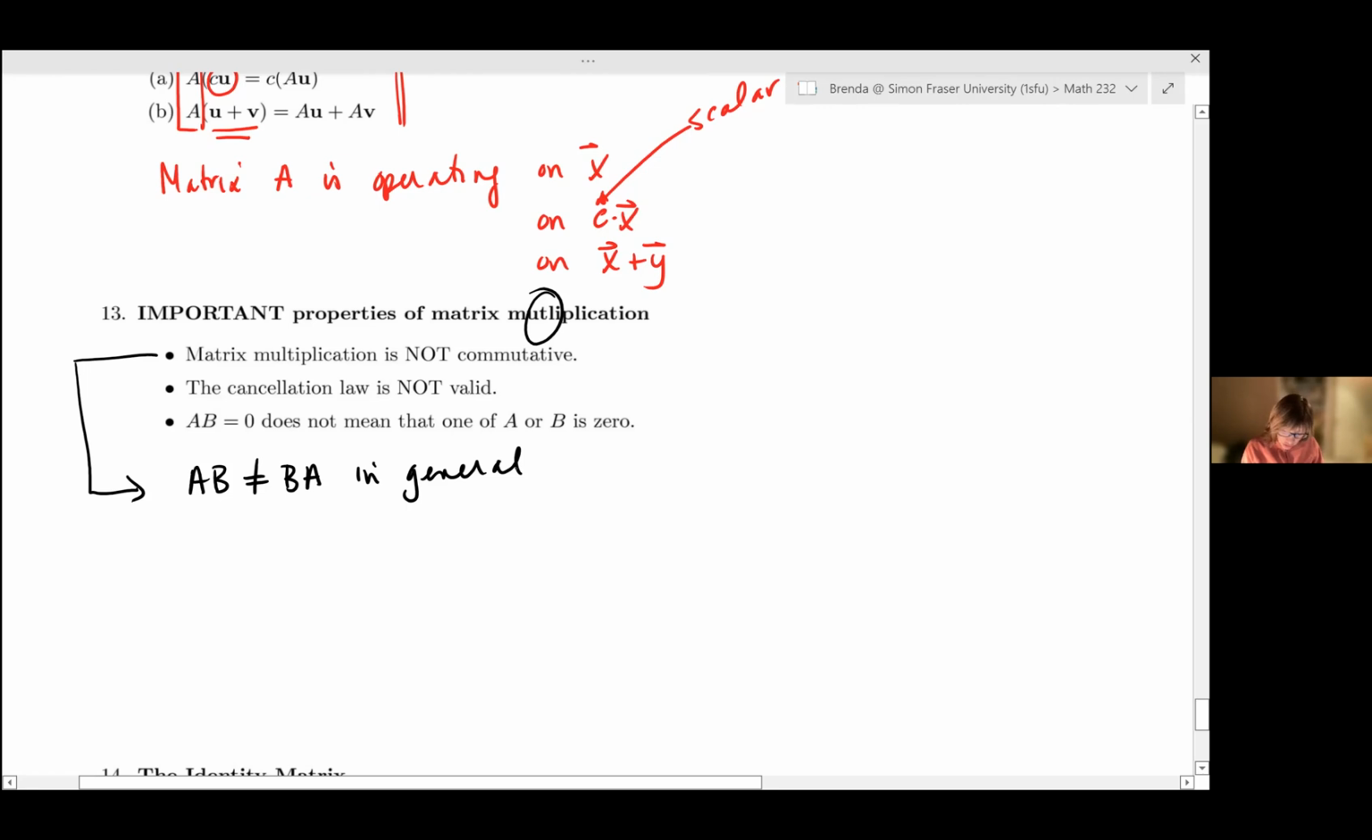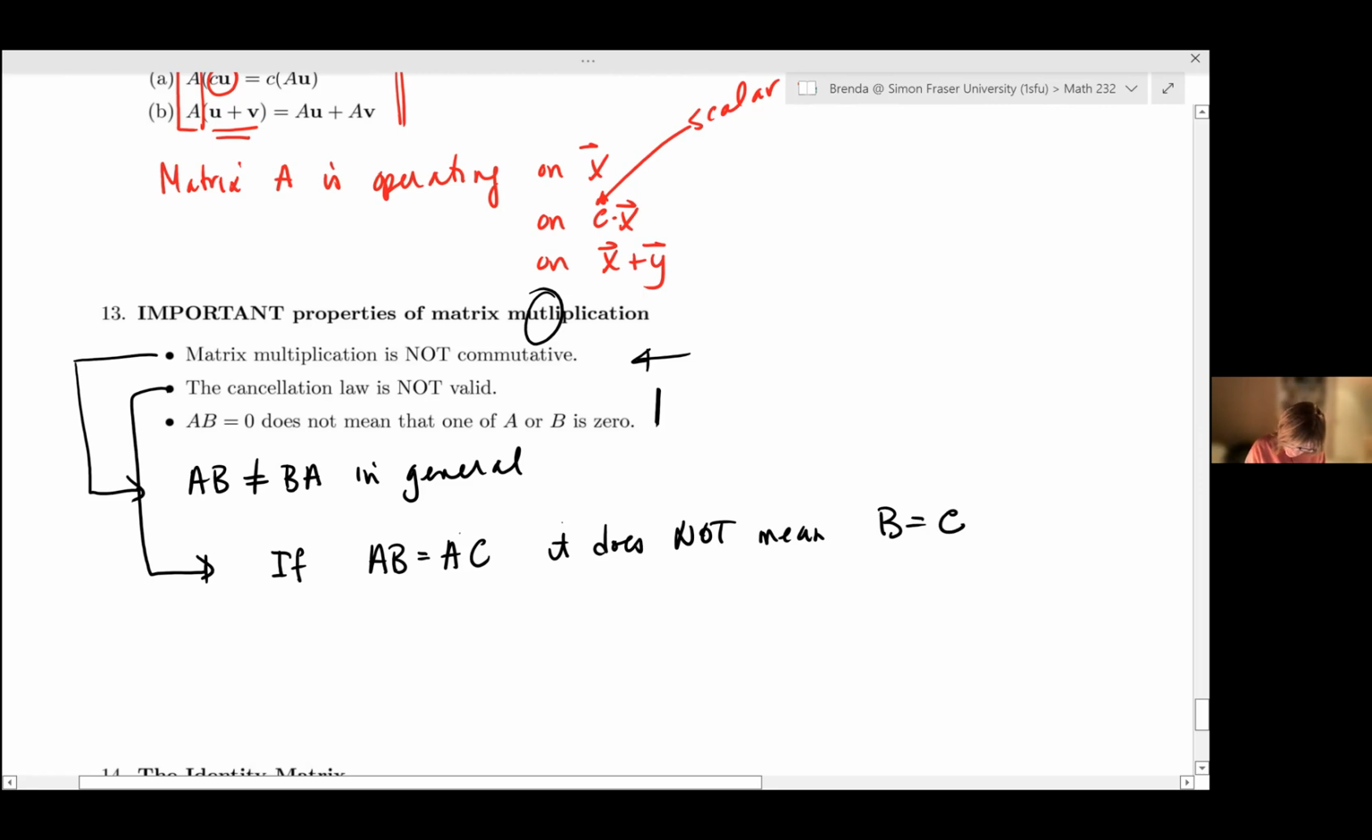These other two properties follow from that, but I have seen students many times do one of these two things, even knowing this. So let's explicitly say that you cannot do this. The cancellation law is not valid. What does that mean? That means if you have AB equal to AC, just say that's true, this does not mean that B is equal to C. That means you cannot cancel out the A.